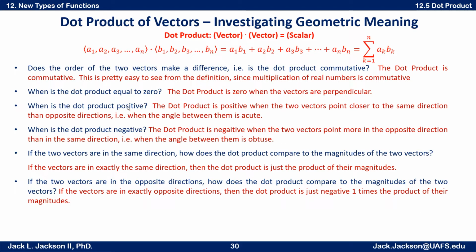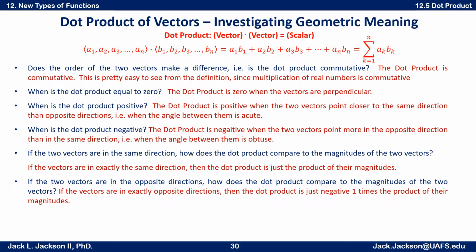Well, when is the dot product equal to 0? It appeared from what we saw that the dot product is equal to 0 when the vectors are perpendicular. And that's actually true all the time. And the dot product is positive when the two vectors are closer to pointing in the same direction than they are to opposite directions, or in other words, when the angle between them is acute or 0. Okay? That is when the angle is less than a right angle, less than pi over 2 radians, less than 90 degrees. When is the dot product negative? Well, it's negative when the two vectors point more in the opposite direction of each other than they do in the same direction. In other words, when the angle is obtuse or a straight angle.